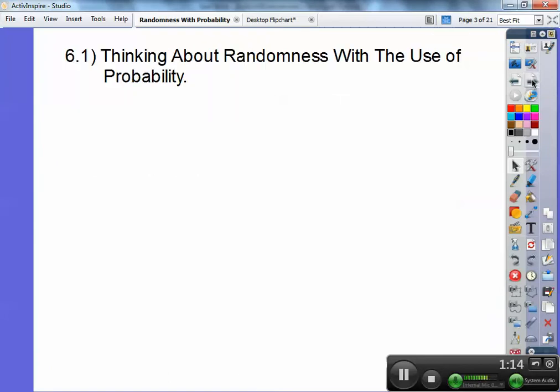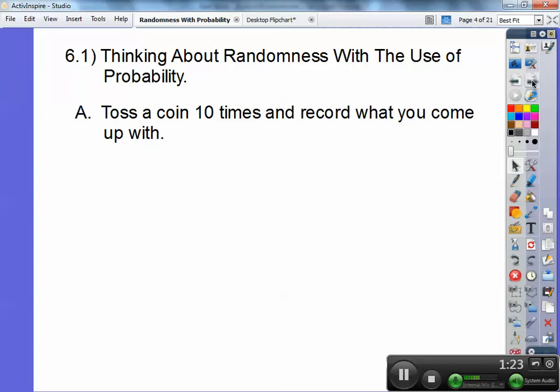Okay, you're going to need to get a coin out soon. I'm going to ask you to flip some coins, you guys. So this is thinking about probability, thinking about randomness with the use of probability. Okay, so I'm going to ask you guys to pause it right here after you toss a coin 10 times and record what you come up with, how many heads and how many tails. So pause it right here. And toss your coin 10 times and then come back. Then turn it back on.